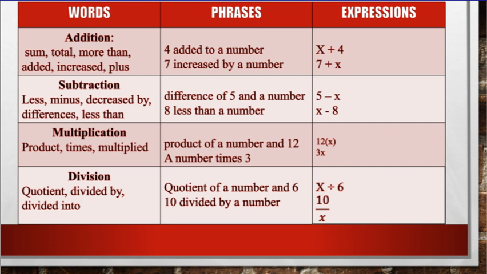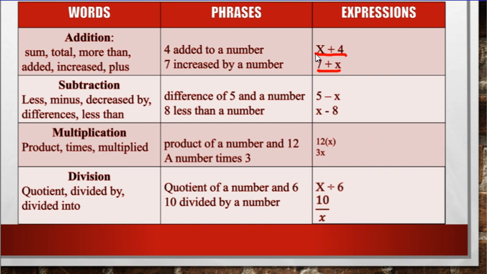4 added to a number. You use a variable, so that's x plus 4. 7 increased by a number. So you start with 7 and then it went up by a certain number we don't know. So 7 plus x. Subtraction, difference of 5 and a number.